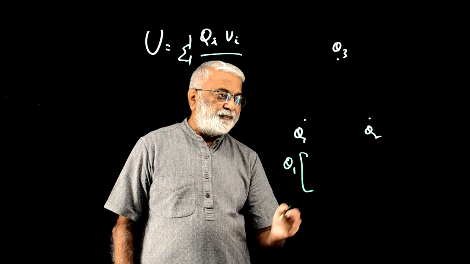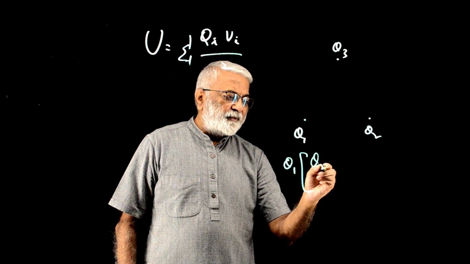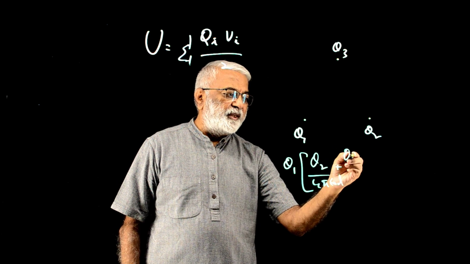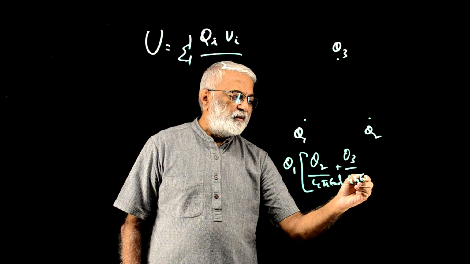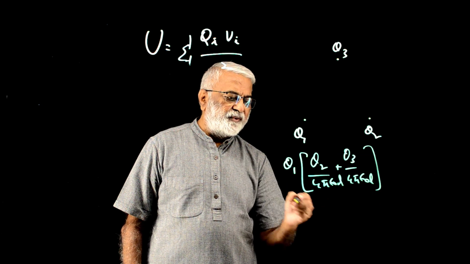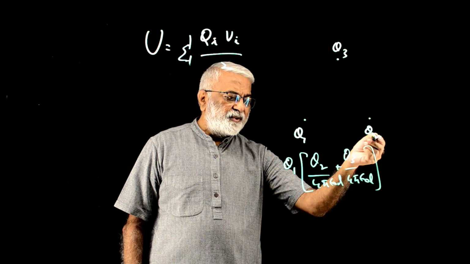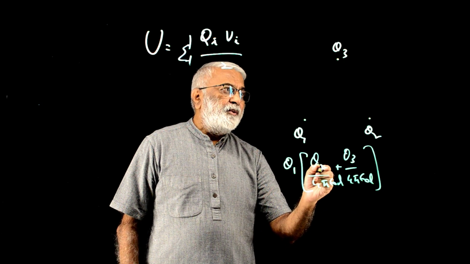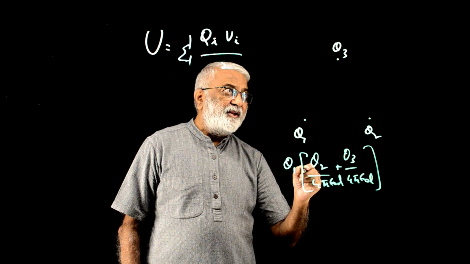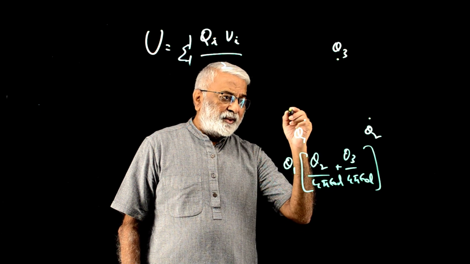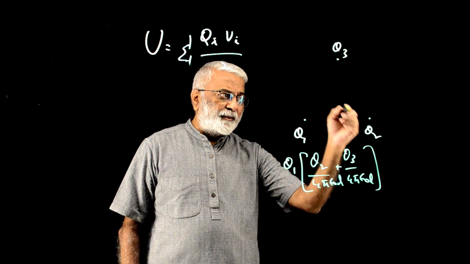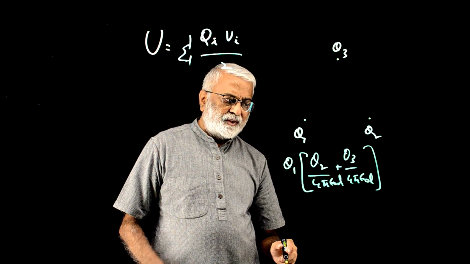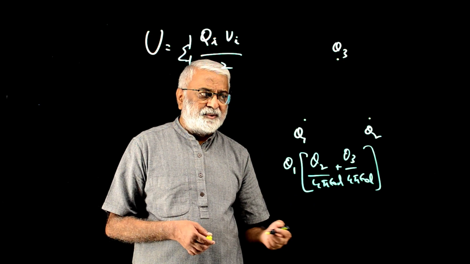q1 into q2 by 4 pi epsilon 0 L plus q3 by epsilon 0 L. This is q1 in the field of q2. If you do the calculation for q2, you will have q2 and then q3 and q1 here. And if you do a similar calculation for q3, you will get q3, and this will be q1 and q2. So you see the calculation repeats 2 times.